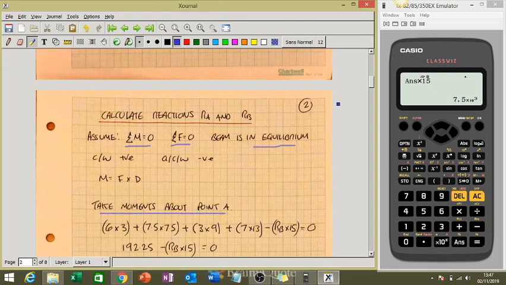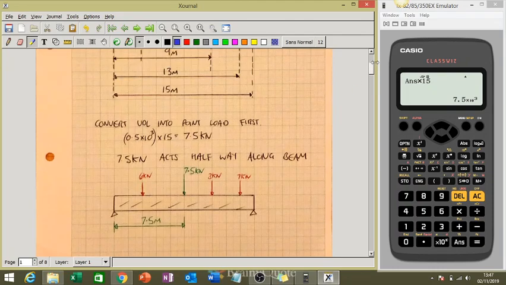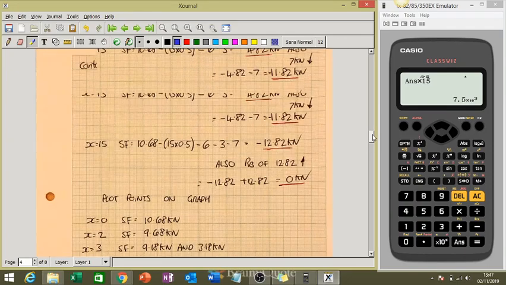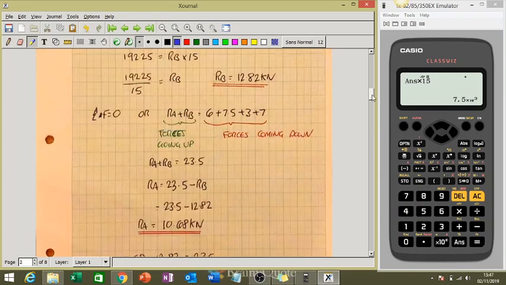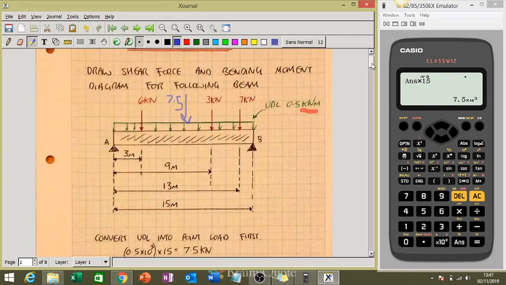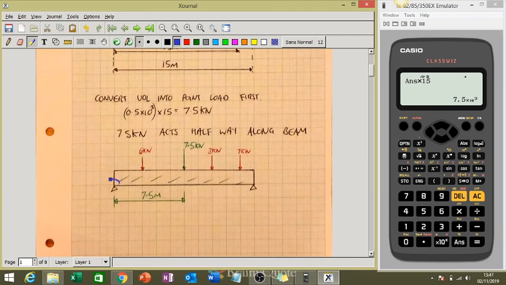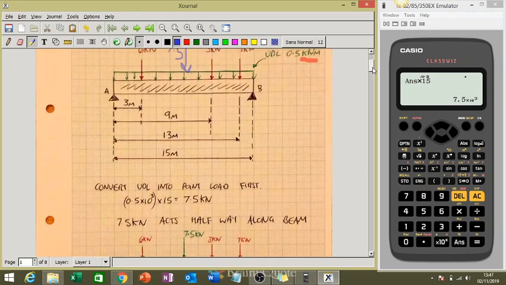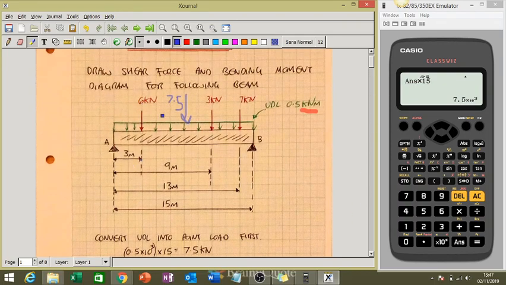Moments about point A. So there's point A, and we take moments about that point. So 6 times 3, 7.5 times 7.5, 3 times 9, and 7 times 13. All going clockwise, so it's going to be positive. That's pivot point A.